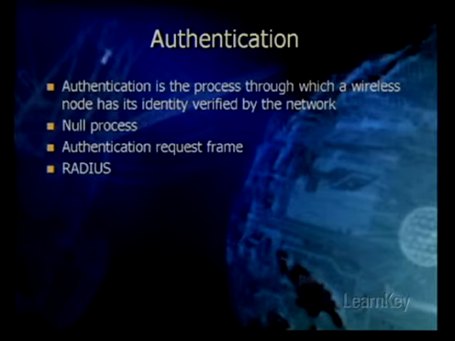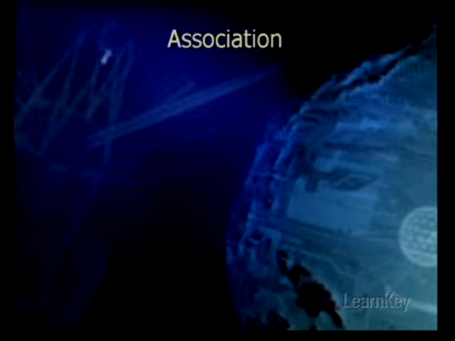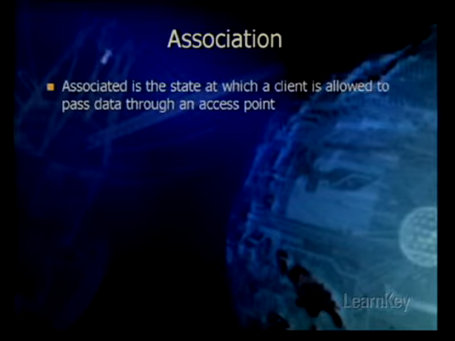Beyond authentication, we also have to go through the association process. Once a wireless client has been properly identified or authenticated, the client will then associate as a second phase with the access point. Associated is the state at which a client is allowed to pass data through an access point. So if your PC card is associated to an access point, you're officially connected to that access point and you are being bridged to the back-end network.